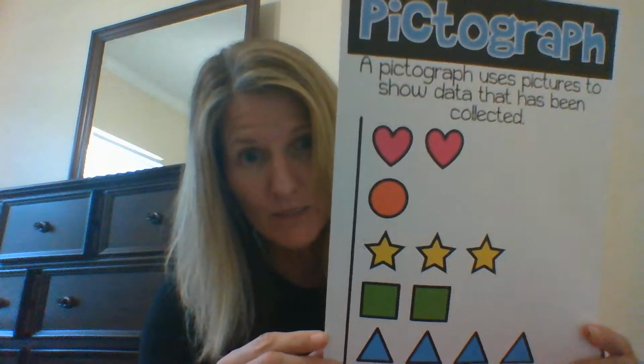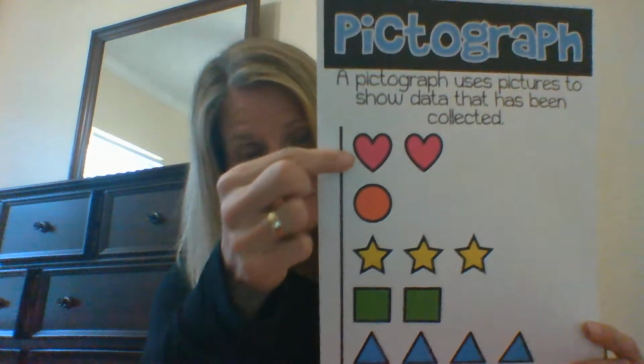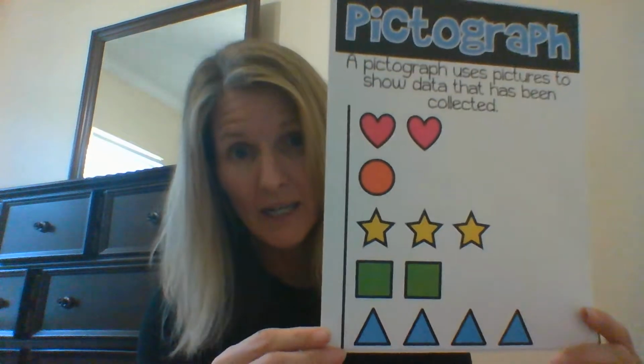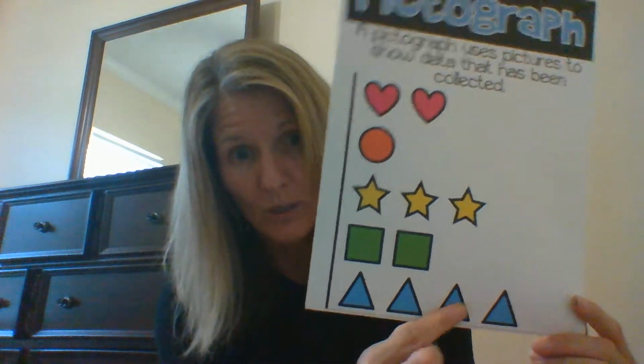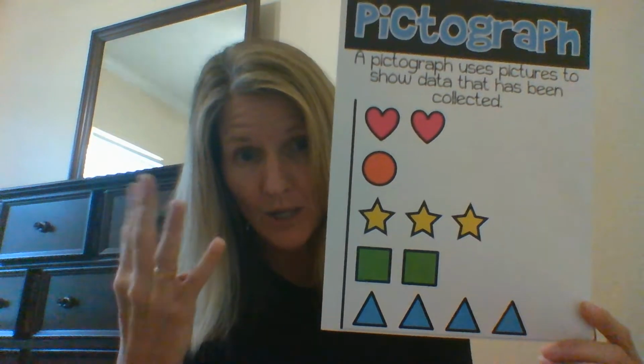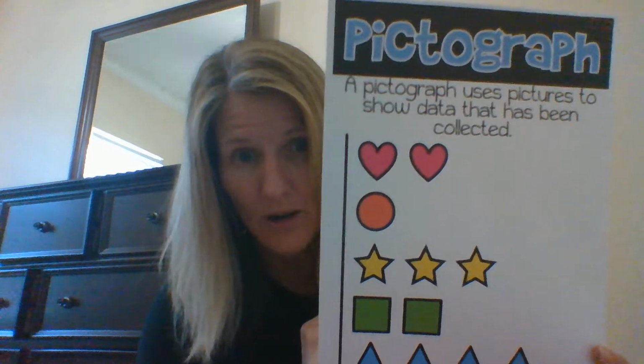So if you remember, in our last math lesson on Friday, we talked about picture graphs or pictographs. And we said a pictograph uses what to show the data that's been collected? How does it represent that data? Yeah, good. Pictures, right? So if this was a pictograph of our favorite shapes, it uses different shapes to show there's 4 triangles. That means 4 people chose triangle. There's 2 heart pictures, so that means 2 people chose hearts, right?